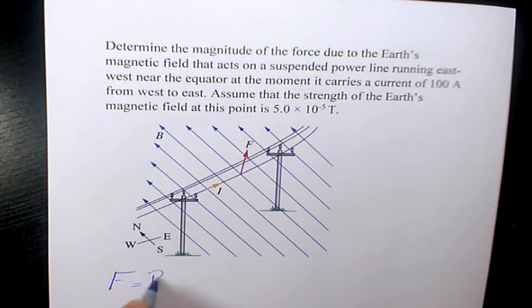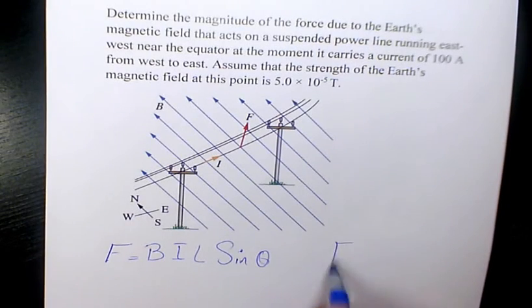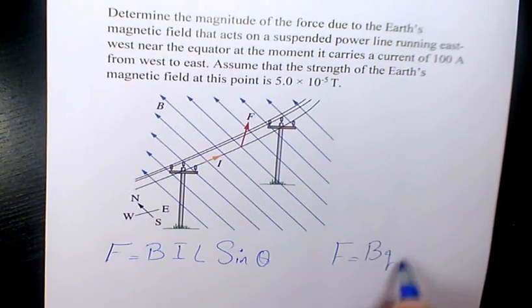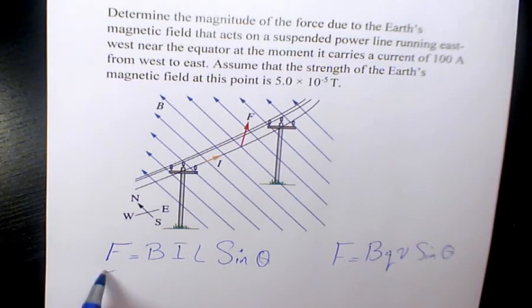So it's going to be BILsinθ. That's how we find it. There is another formula, which is BQVsinθ, but we need to use this one now.